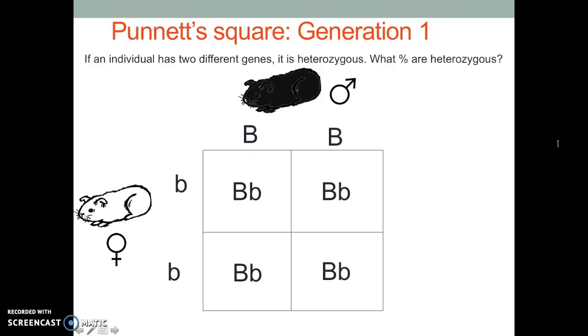Now, we've completed the chart, and if we fill in the genes, we can see that if an individual has two different genes, we can say it's heterozygous. So, in this example, what percentage of the guinea pigs are going to be heterozygous? Well, like we just said, it has two different genes. Each of these guinea pigs over here look like they have two different genes because they have a capital and a lowercase. That means that 100% of them are going to be heterozygous, and they're going to be heterozygous black because it has a capital letter, which means that it is the expressed dominant trait.